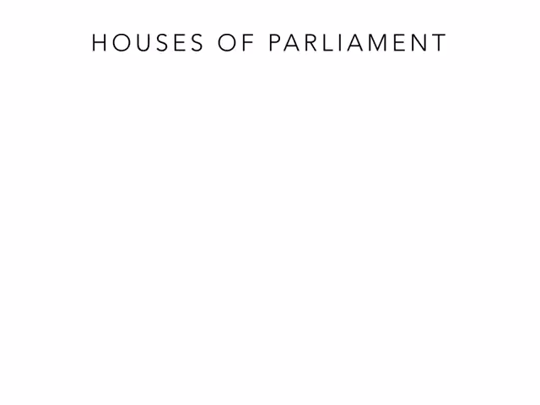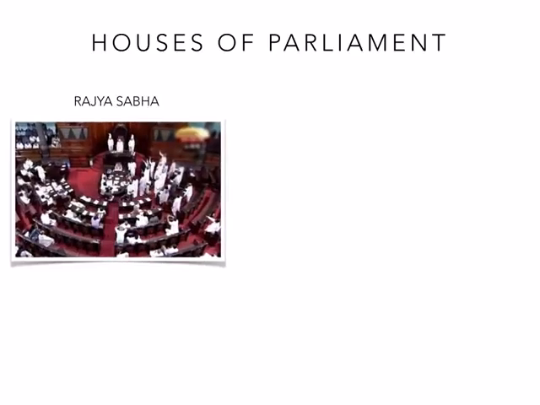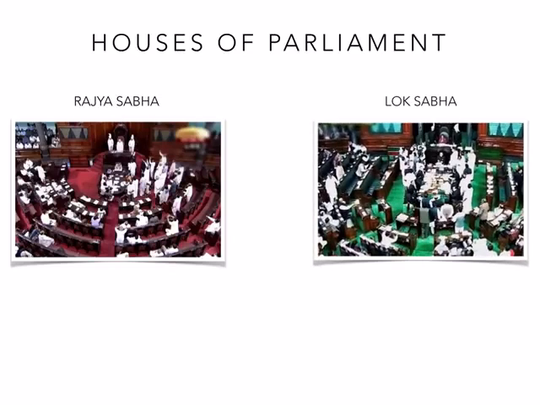The Parliament consists of two houses. First, the Rajya Sabha, also known as the upper house of Parliament, and second, the Lok Sabha, also known as the lower house of Parliament. Separate elections are held for nominating both the Lok Sabha and the Rajya Sabha members.